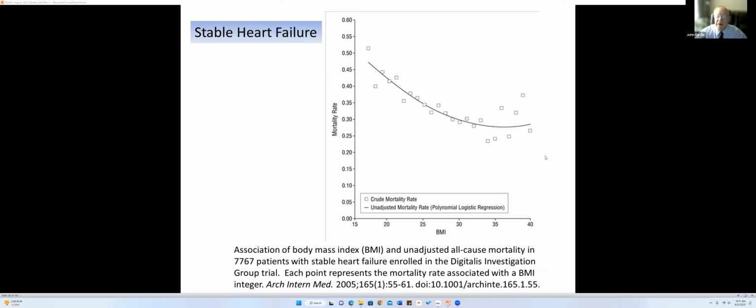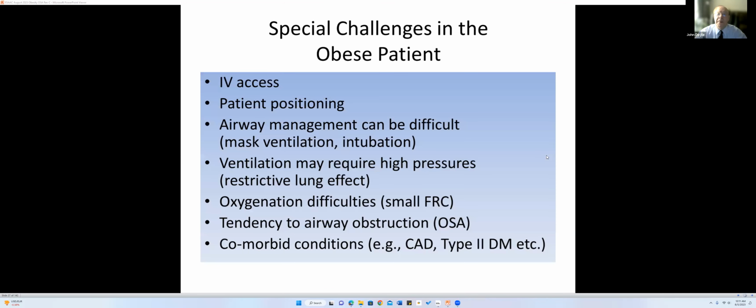And then if you control for COPD, you may get different results. What about the patients with heart failure? Here we look at mortality rate versus BMI, and you can see that it dips down with lowest around BMI 30 to 35 and then comes up again. So this is called the obesity paradox.